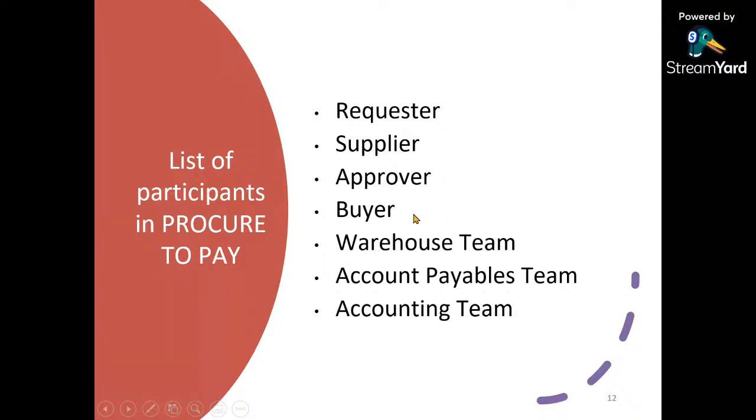Buyer's role is to deal with the supplier and to get the material delivered on time. The inventory person's task is just to get the material, and they have to keep the material in the appropriate warehouse, or move the material further into some other places. Then the account payable team will take care of the payment, and the accounting team will post it to the ledger, and they will be maintaining the profit and loss of the company.